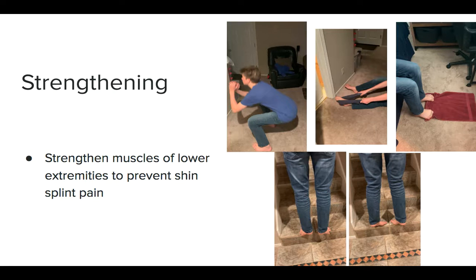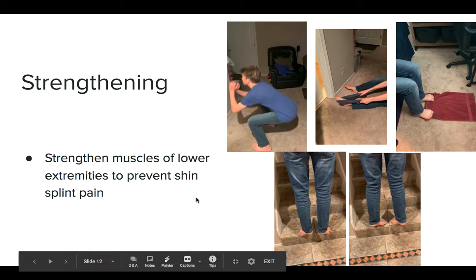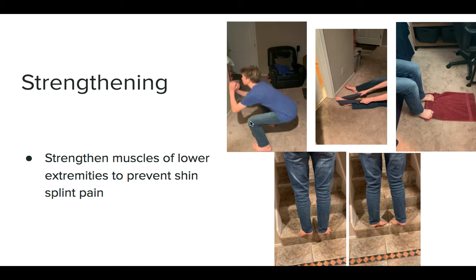As for the strengthening portion of the program, my goal is to strengthen muscles of the lower extremities to prevent shin splint pain. I started with some squats, which increased strength in the upper leg, which, like I said before, takes some of the power off the run, which then prevents shin splints. After that, I had him do an anterior tibialis exercise. In this photo, he's using a shirt, but at home, he used an exercise band. Basically, just go back and forth to strengthen that tibialis anterior.